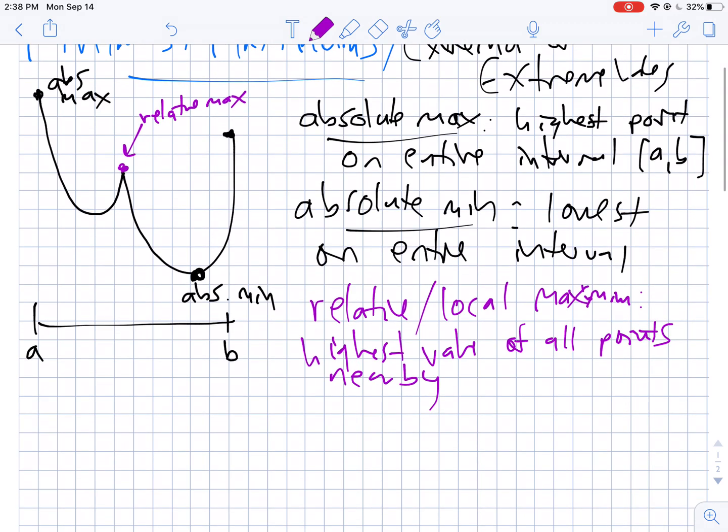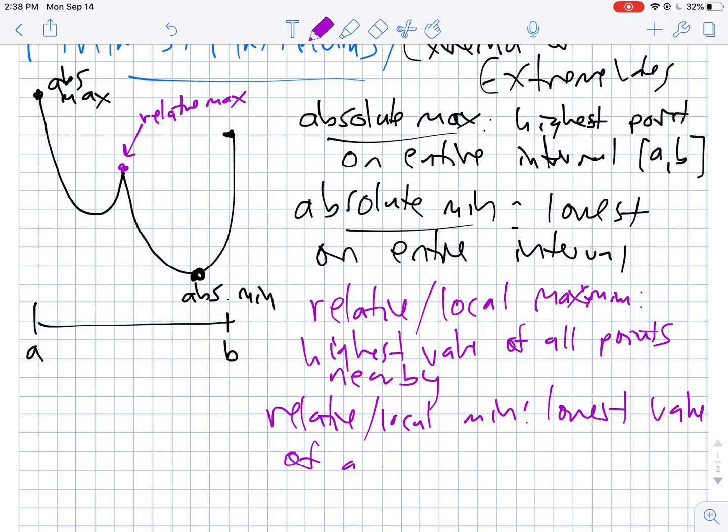And of course, the other side of this is a relative or a local minimum, and those terms are interchangeable. That is the lowest value of all points nearby. At the bottom of both cheeks, we see a local min or a relative min, and again, those terms are interchangeable, at the bottom of each cheek, because on both sides, it's the lowest point nearby. The function goes up to the right and to the left of those.